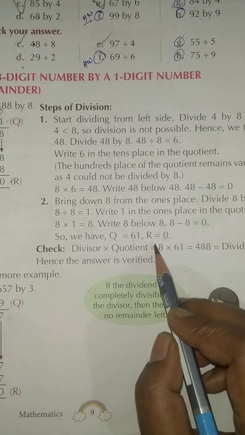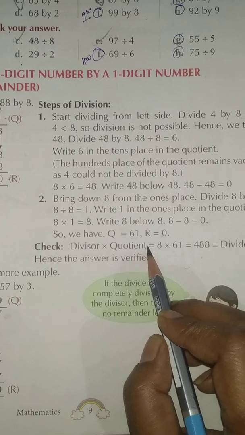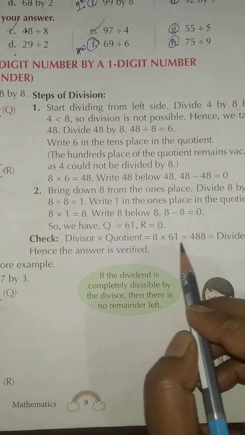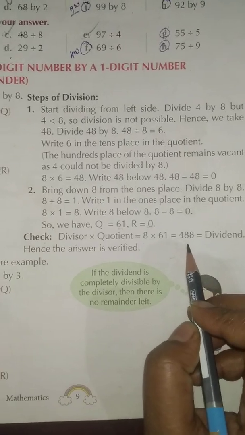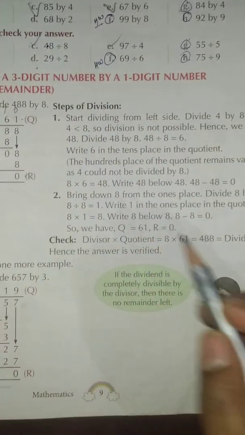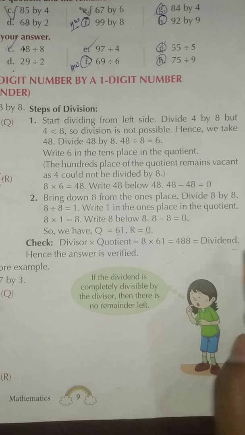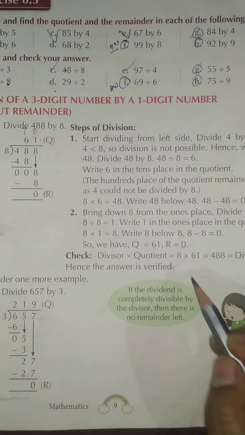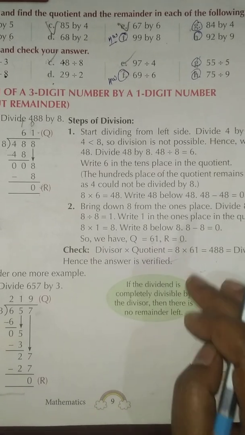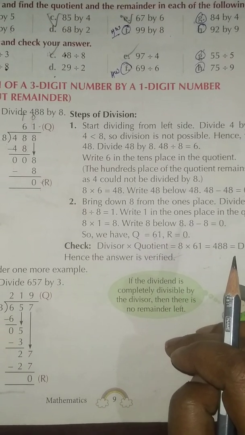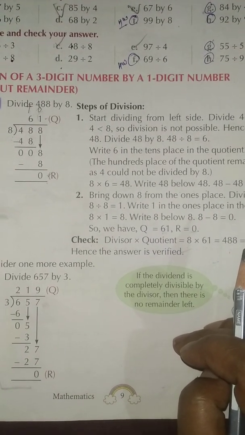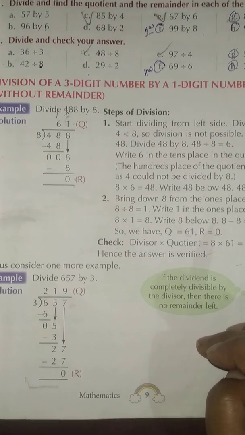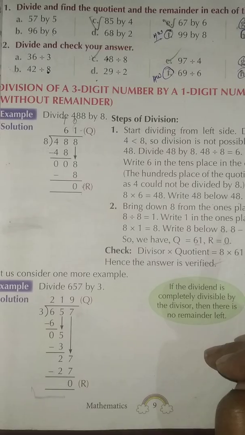As the remainder is 0, it has not been added here. So directly written 8 into 61 is equal to 488. As this 488 and this 488 are the same, it means our answer is correct. Clear students? So the same process will be applied in the next method. But now I am not going to show you, as all the processes are the same. So I am going to show you division of a 4-digit number. Clear?